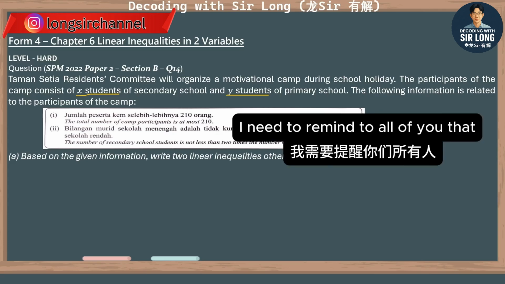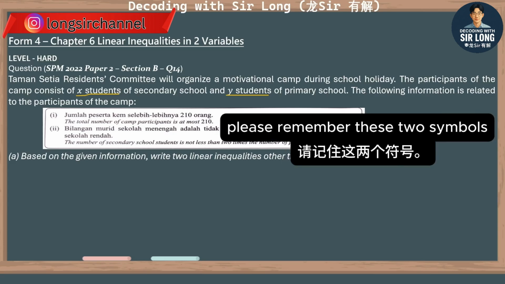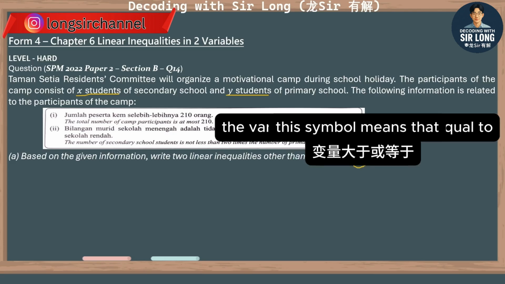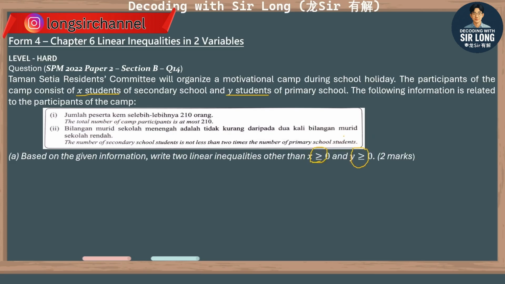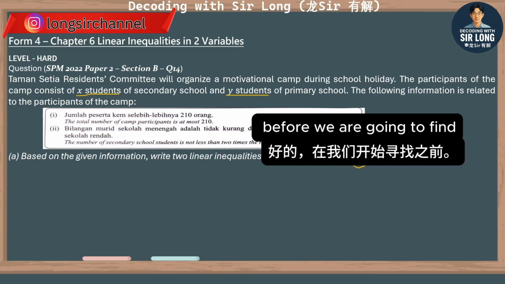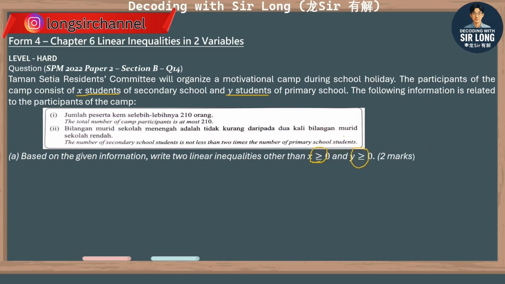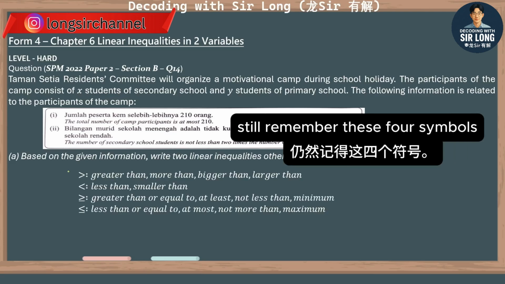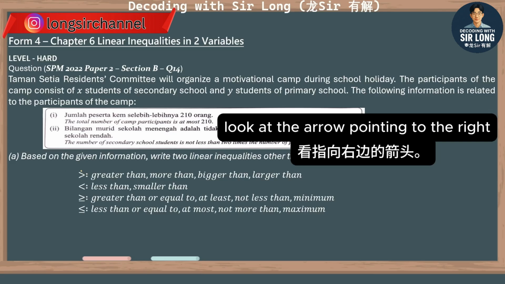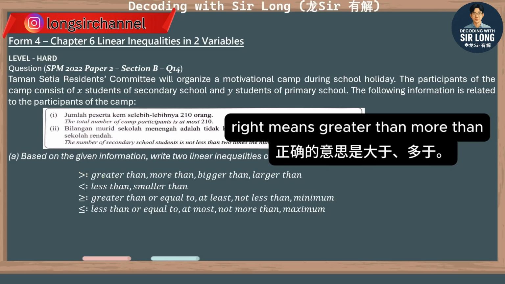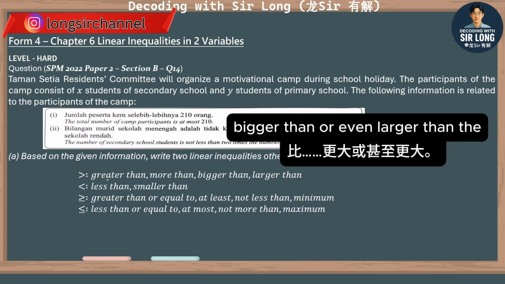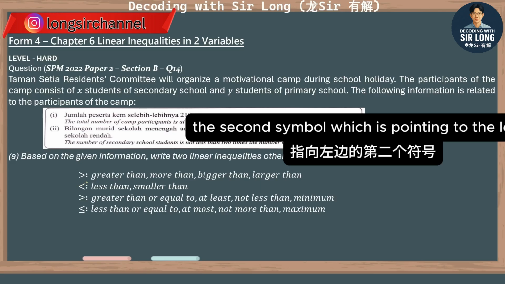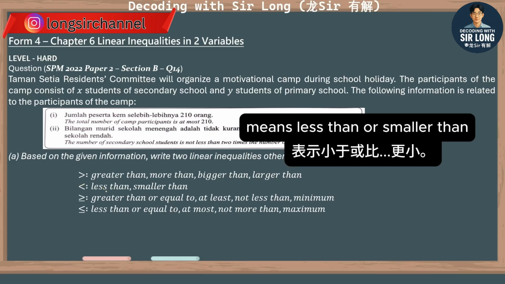First, I need to remind all of you to please remember these 2 symbols. This symbol means that the variable is greater than or equal to 0. Before we are going to find another 2 linear inequalities, let me go through a quick revision. I hope that all of you still remember these 4 symbols. The first symbol, look at the arrow pointing to the right, means greater than, more than, bigger than, or even larger than. The second symbol, which is pointing to the left, means less than or smaller than.